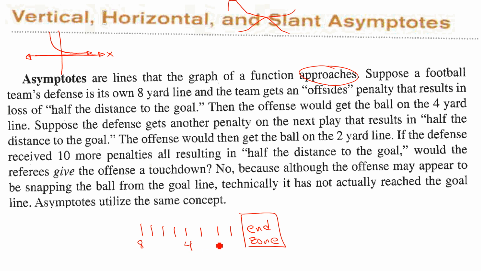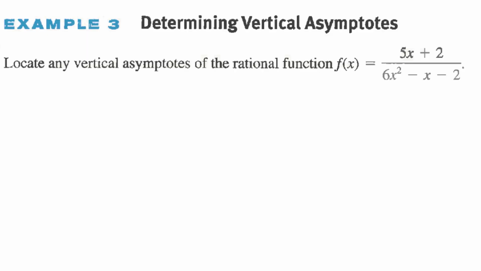So then we get half as close again. Now we're at the 2-yard line. And this keeps happening over and over again. Will we ever reach the end zone? We won't, because half of 2 is 1. Half of 1 is the half-yard line, and then the quarter, and then the 8th, and then the 16th. But we would never actually get to the end zone. So in this case, the end zone would be our asymptote, because it would be a place we'd get really close to, but never actually touch.